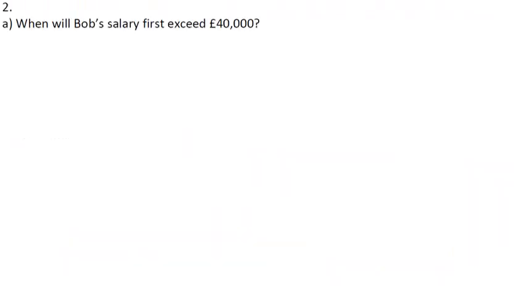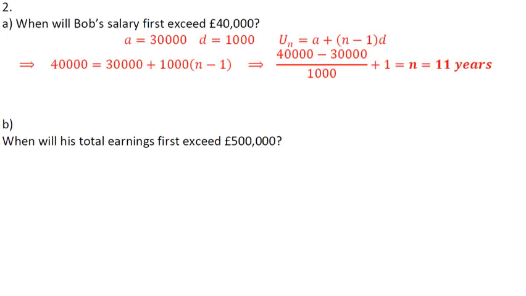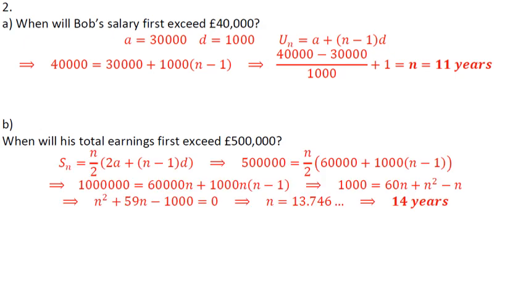We could have similar questions for Bob. When does his salary first exceed 40,000? That works out to be 11 years. When does his total earnings first exceed $500,000? And that's 14 years.